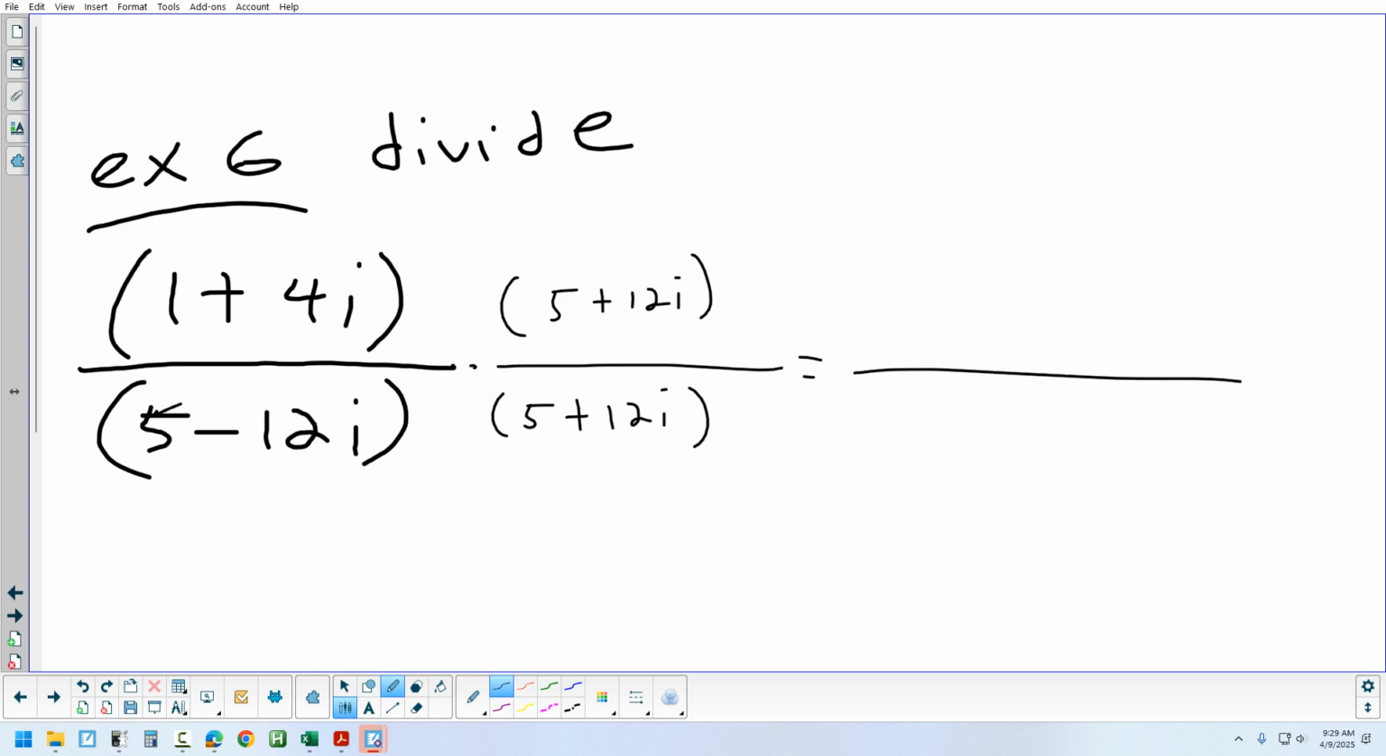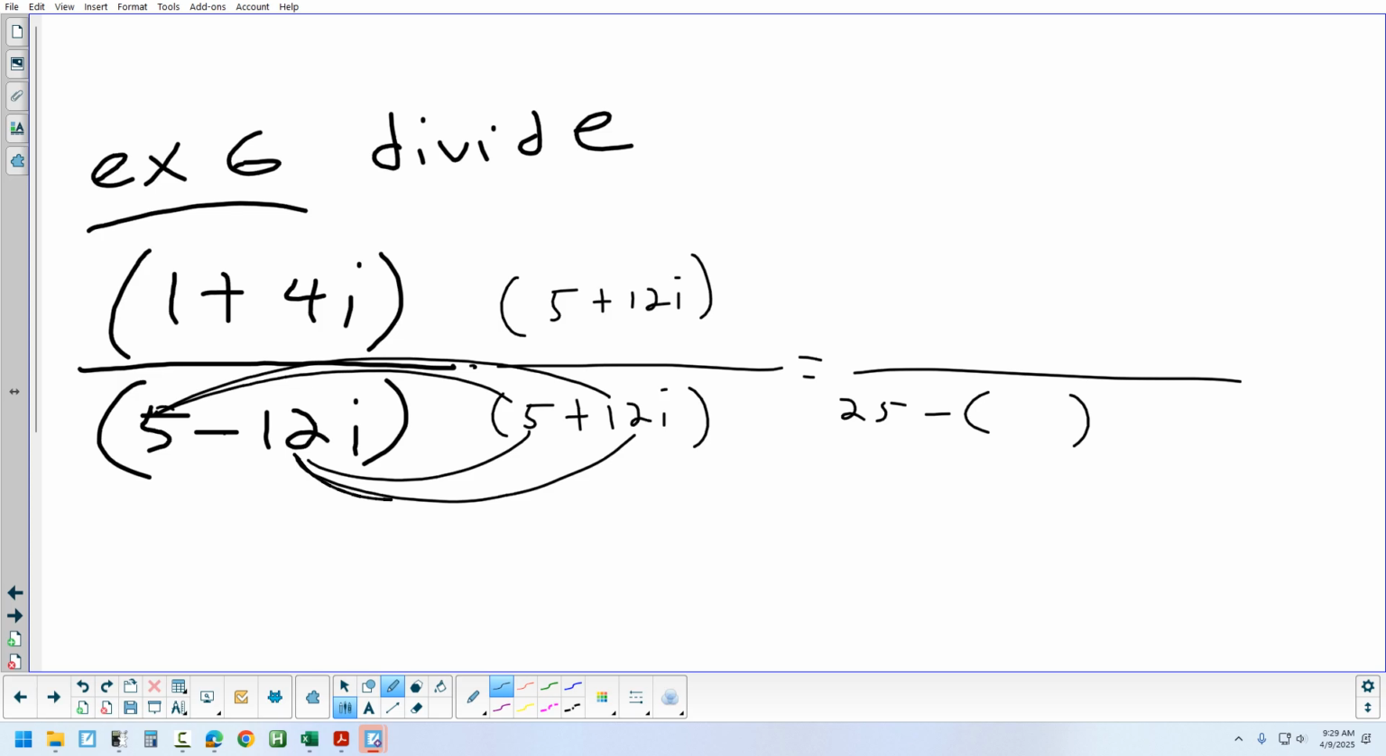And when you do it, you get 5 times 5. And now you're going to have 5 times 12i, which is how much? 60i. And 5 times negative 12i. Negative 60i. So those cancel. 60i, negative 60i. We don't even need to worry about that part. What's a negative times a positive? Negative. And what's 12i times 12i? 144i squared. And we'll come back to that, and you'll see how I got 169 in a second.